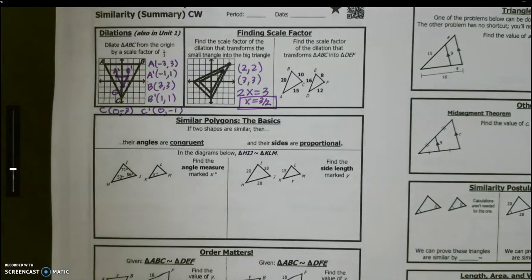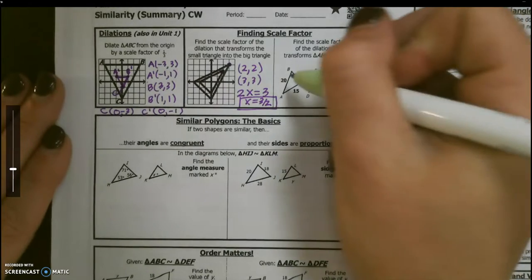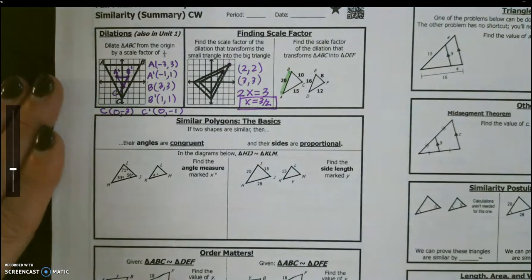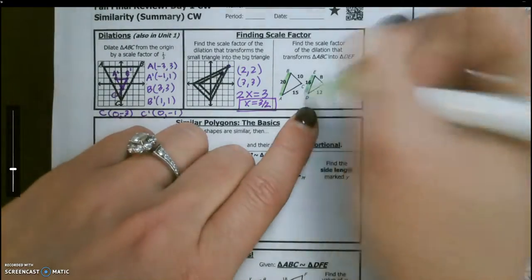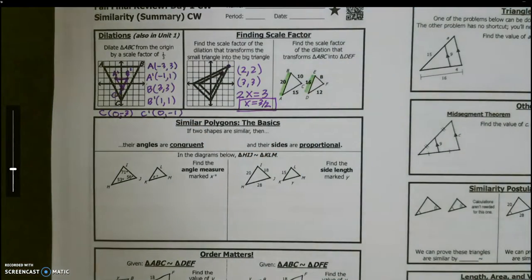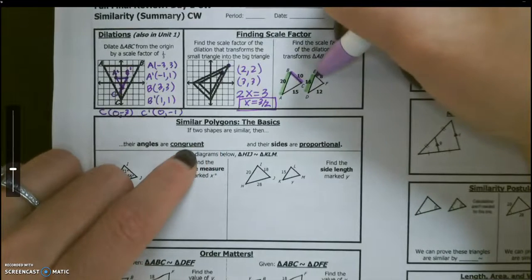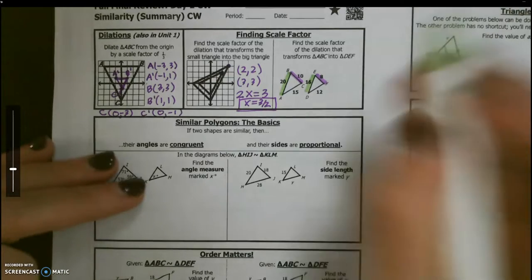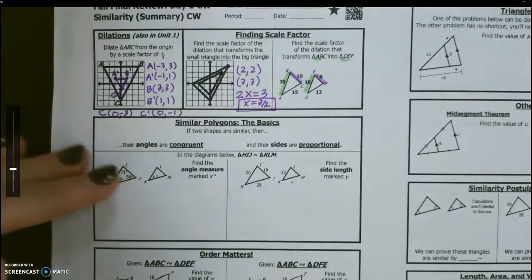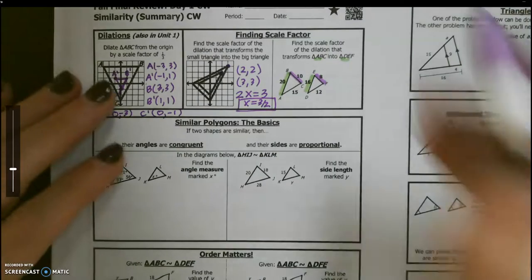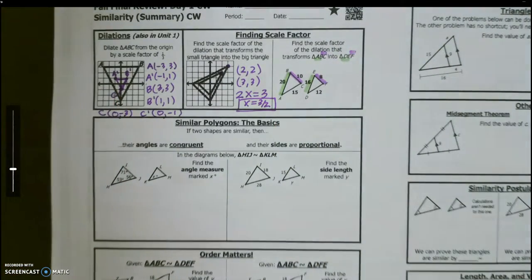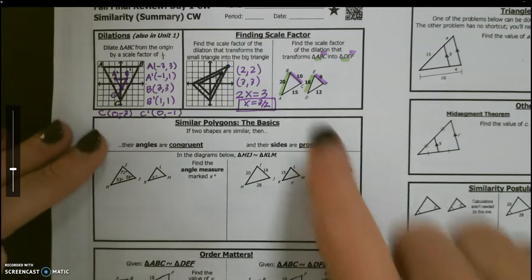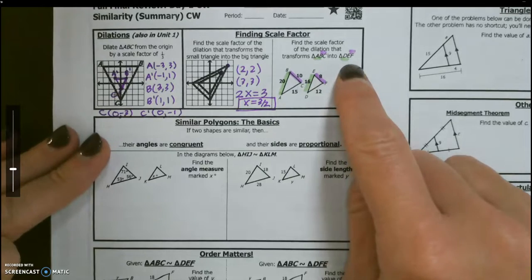And the next one, I'm going to color code some of these sides. The biggest side on this one's 20. The biggest side on this one's 16. The smallest side is 10. The smallest side is 8. And then black goes with black. We can also see the order from the similarity statement: AB corresponds with DE, and BC corresponds with EF. We want to find the scale factor that goes from triangle ABC into triangle DEF.